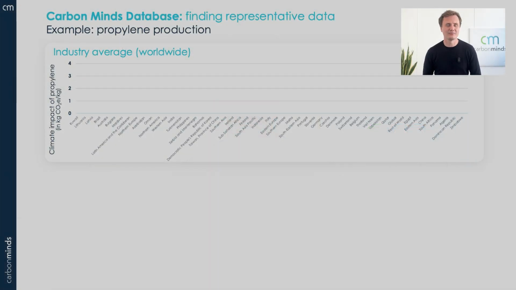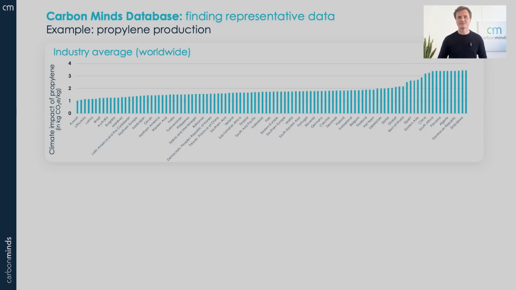This is a typical example of what you find in our database. It's the example for propylene production, and we start with the industry average, the consumption mix worldwide. And as you can see in this graph, the environmental impacts, or here the carbon footprint of propylene, depends a lot on where it's produced, or in this case, the consumption mix, where it's consumed. Results range from about 1 kilogram of CO2 equivalent to much more than 3 kilograms of CO2 equivalent.